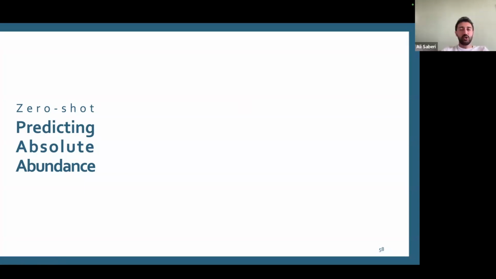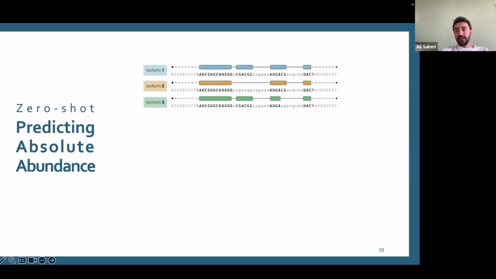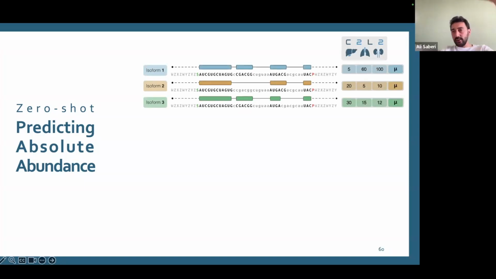So zero-shot, the first one, predicting absolute abundance. There's no fine-tuning or training of models. This is the experiment. We have different isoforms. Each gene has different isoforms, with different sequences for those isoforms. Based on the C2L2 data set, we have different expression and abundances in different tissues and cell lines. We took the average, so we have the average abundances of all of these isoforms. On the other hand, we use LoRNA to get the likelihood for each of these isoforms, the likelihood of the P token. And then we calculate the correlation between these likelihoods and the average abundances.